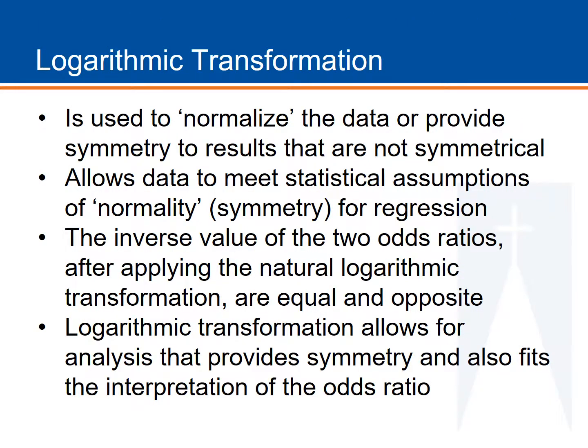The final part of this lecture relates directly to the worksheet and your results from the epidemiology class. In the book, the discussion is about logarithmic transformation, which is used to normalize the data or provide symmetry to results that are not symmetrical. One example of a result that is not symmetrical that can be made symmetrical through transformation is the odds ratio. Logarithmic transformation provides symmetry.